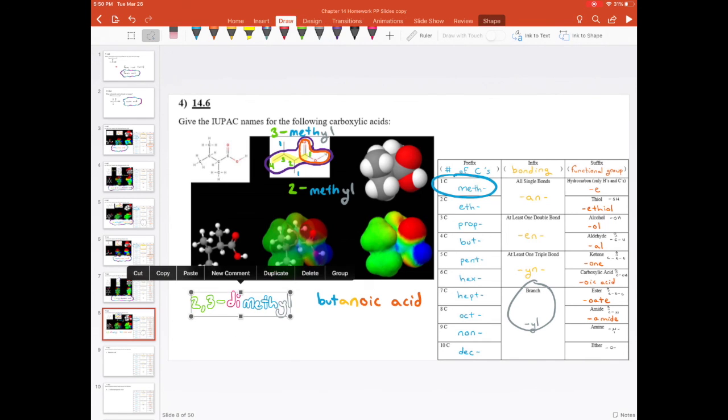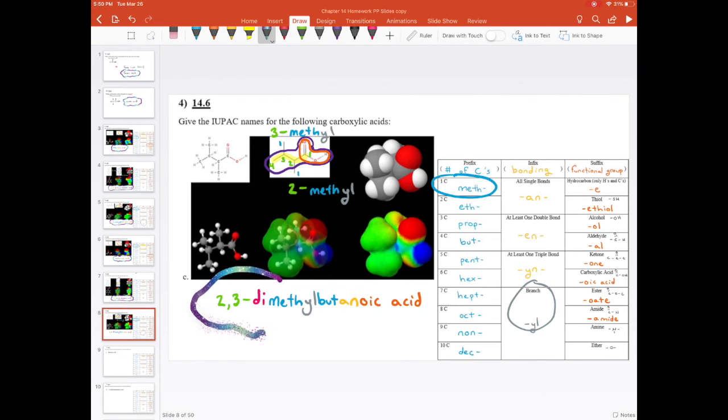Last but not least, we just take the branch names and put them in front of the backbone name. So there we go. And then the full name of this molecule would be 2,3-dimethylbutanoic acid.